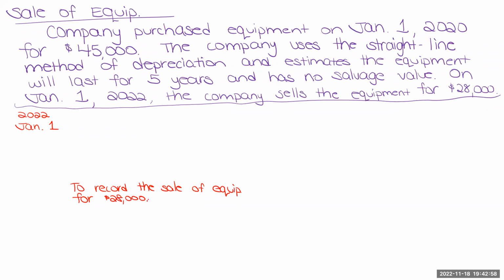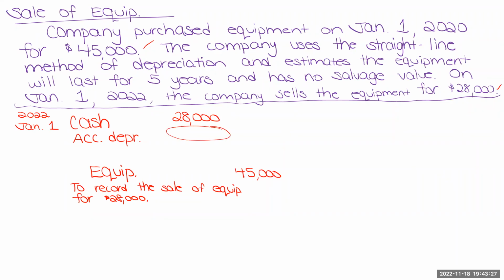Okay, start with the easy pieces, right? We said cash, that's going to be given to us. There it is, $28,000. Start with the other easy piece, equipment, right? That has to be recorded at cost. Cost is given, $45,000. We have to get rid of accumulated depreciation, but we're going to have to calculate that.